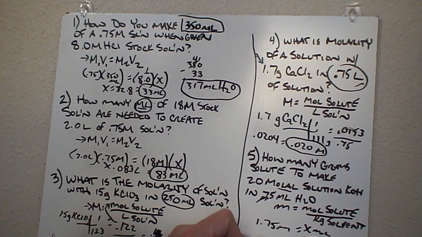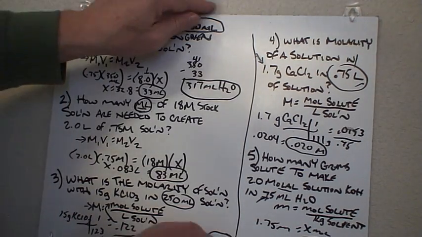I get an answer on this one of X equals 0.15. Now be careful, because that's moles, not grams. So I have one more step to do. 1 mole, in this case, is 56 grams. So I end up with an answer of 8.4. Okay, so that's that one. Now, let's take a look at the next problem.